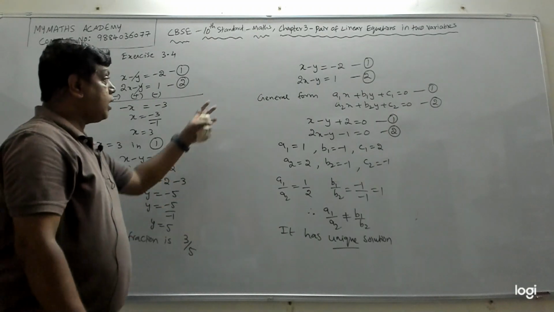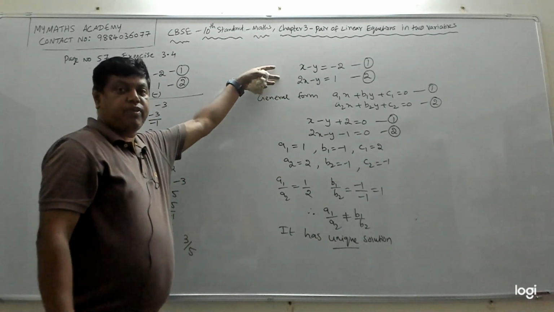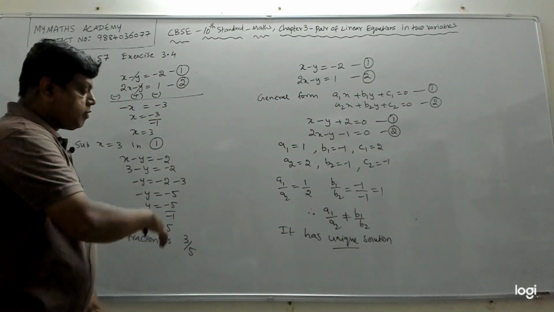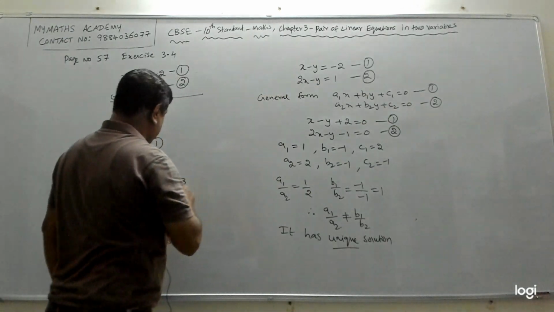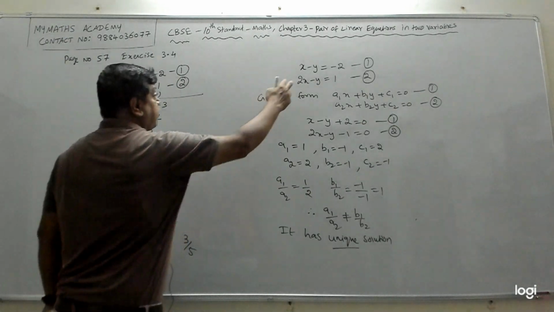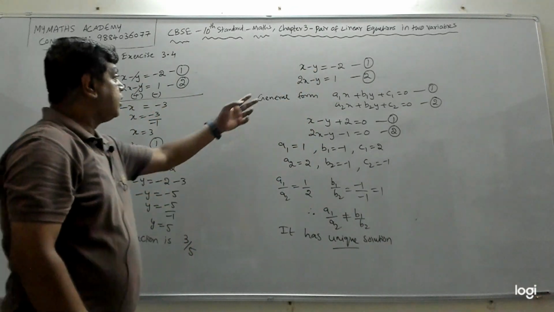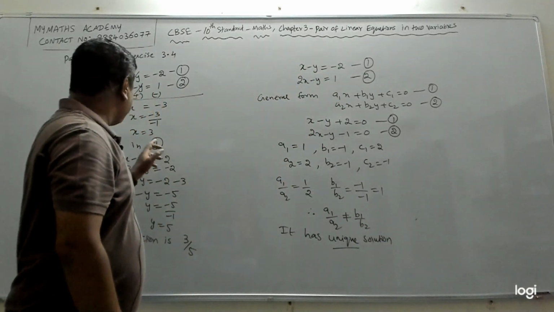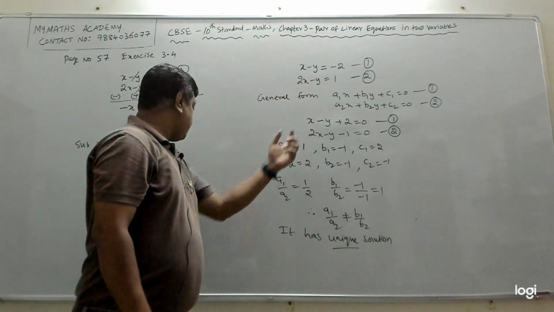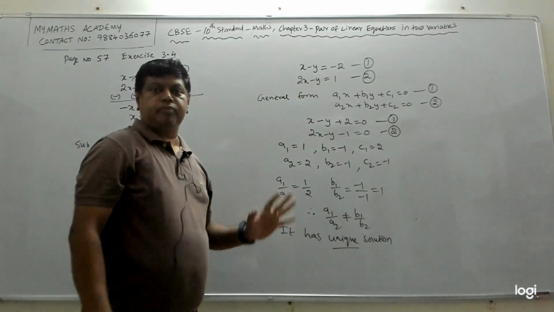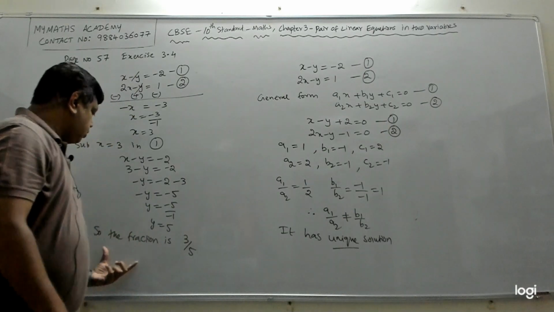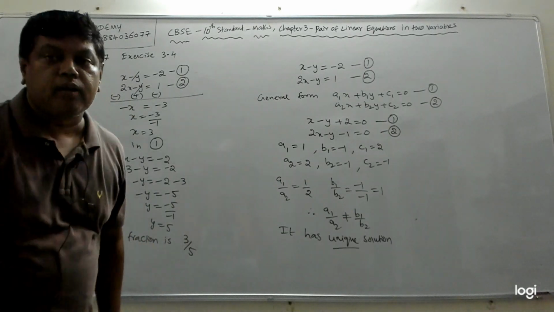You can substitute this value in these equations and do that verification, like how I did in the previous problem. You can substitute and check x is equal to 3 and y is equal to 5. You substitute, it should satisfy these two, and it will satisfy. 3 and 5: 3 minus 5 is minus 2. Then if you substitute 3 for x, that is 6, and y is 5, 6 minus 5 is 1. Fine. So this is the answer. So the fraction is 3 by 5.